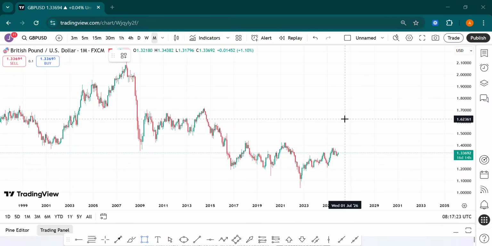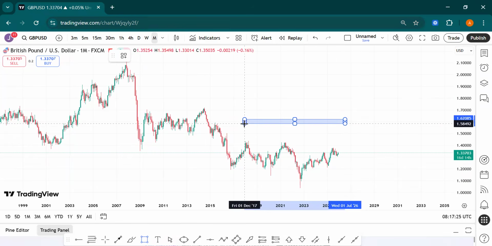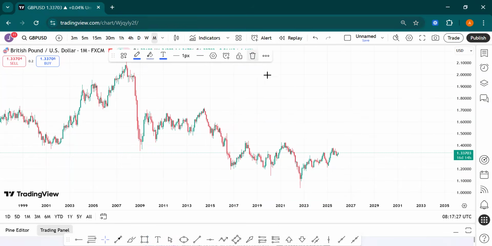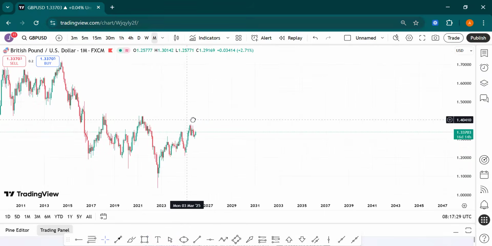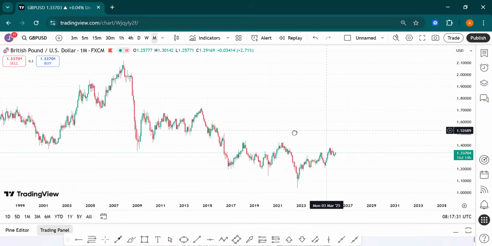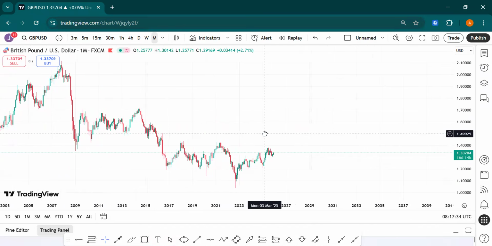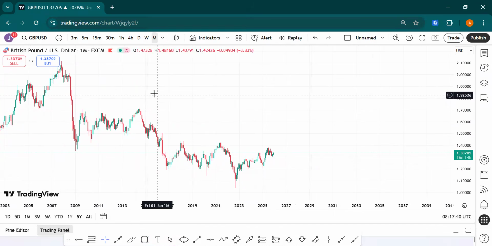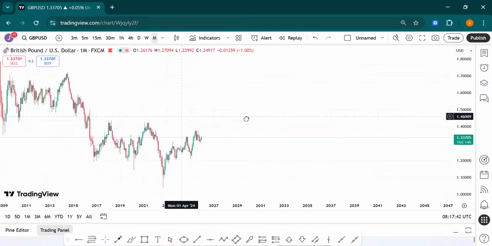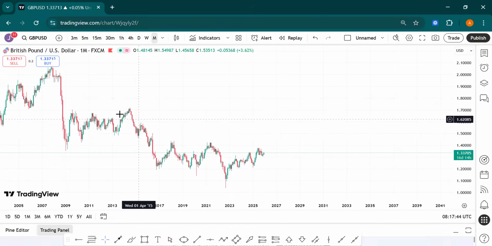Hello guys, so today I'm going to be showing you how you can analyze the market like a pro. In other words, how you can break down the market so that you can make maximum profit from it. And what are the simple steps that I take in doing this? So without wasting much time, let's look at these steps.